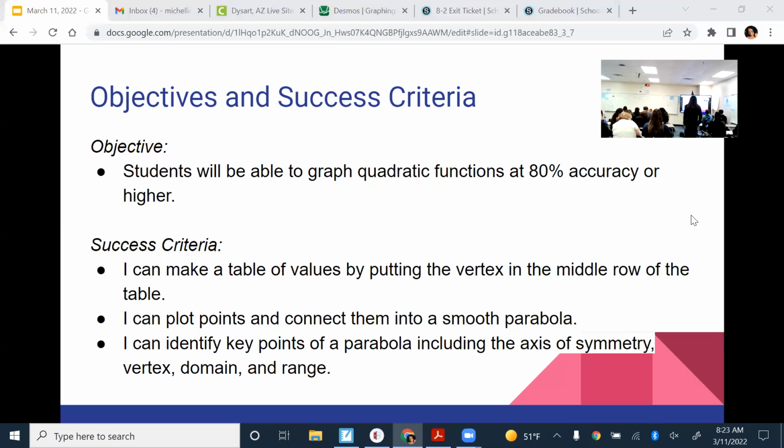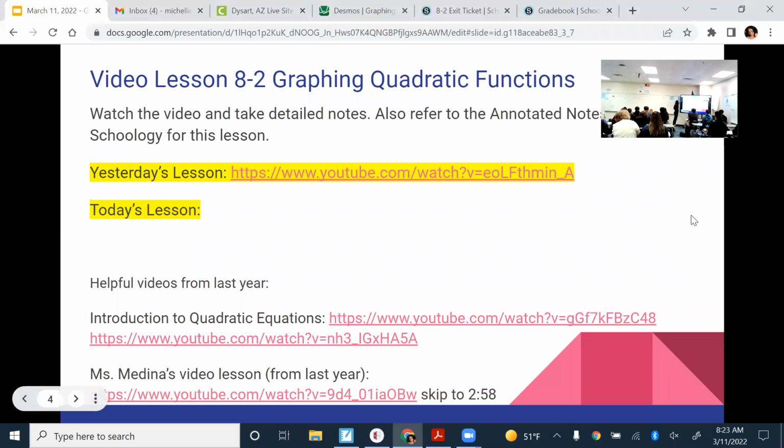You'll connect it to make a nice U-shaped parabola, and then in addition to that, we'll also identify the domain. So a lot of it we've done before. We've graphed exponential functions with a table of values in a really similar way, just now it's parabolas.